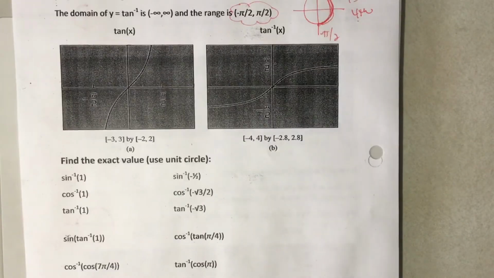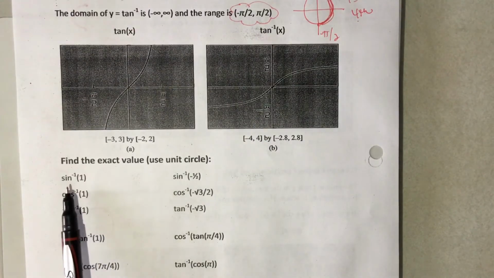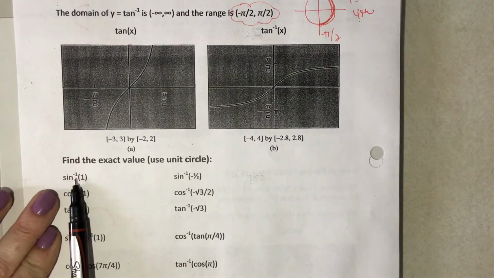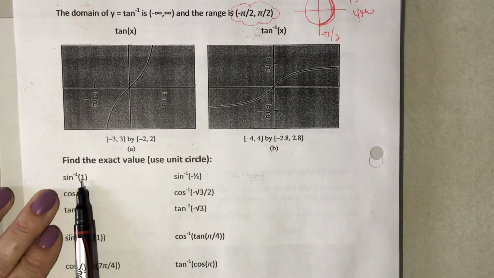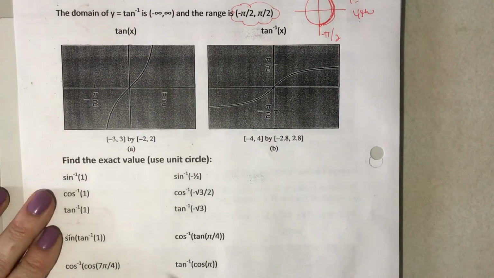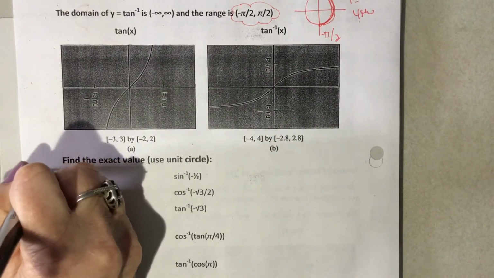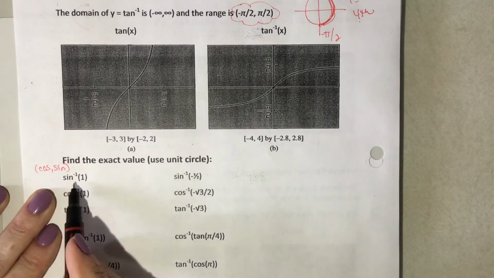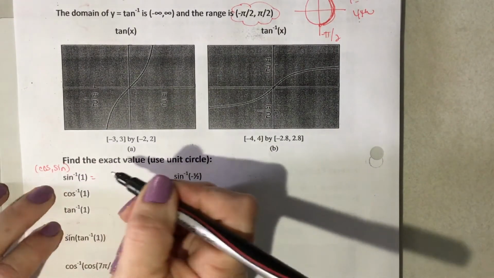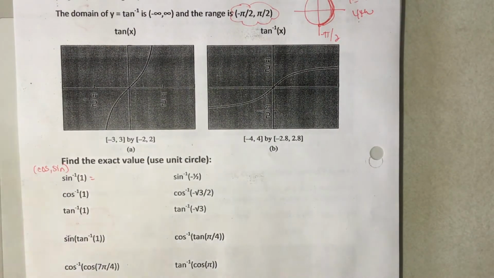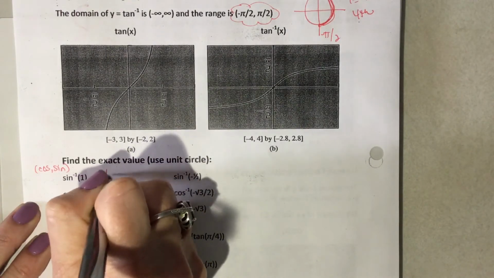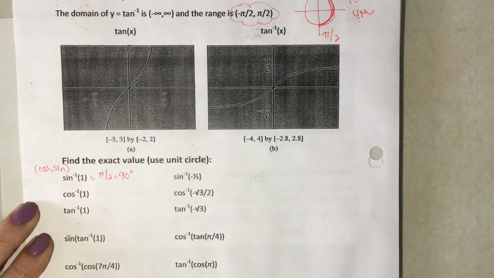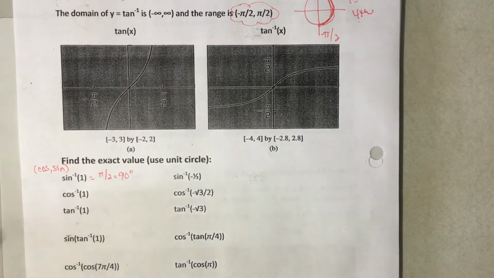Let's start with this. So we want the inverse sine. I know I'm going to look for an angle, so my angle is going to be in radians and degrees. Where is sine 1 on my unit circle? And remember, it's cosine and then sine. It's alphabetical. So where is sine 1? Only one place, at 90 degrees, which is pi over 2. That one's pretty straightforward.